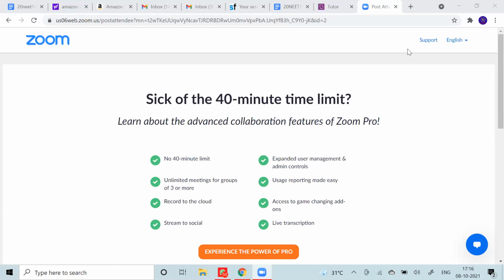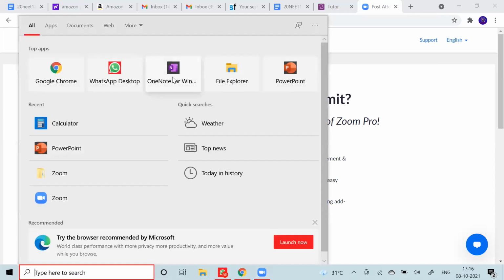Let me share my screen, people. It's high time that I share my screen. OneNote is what I want.